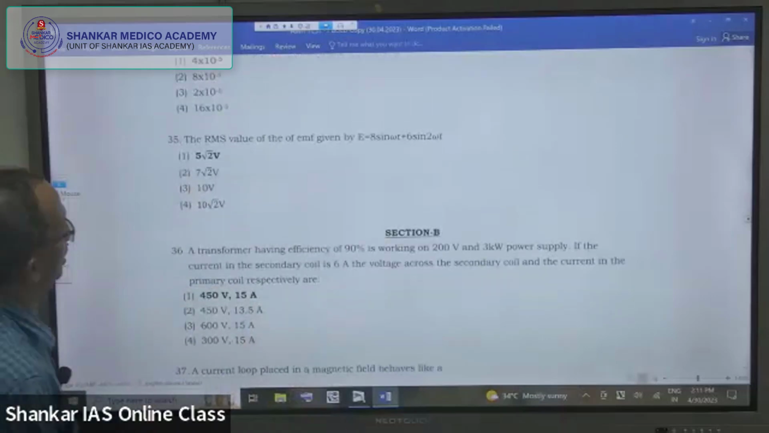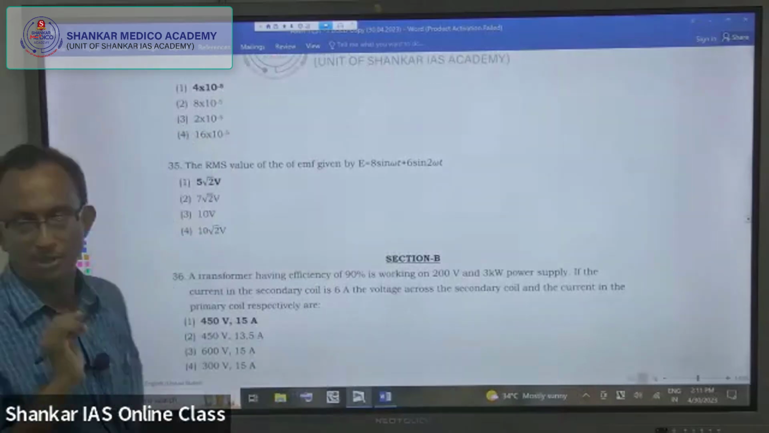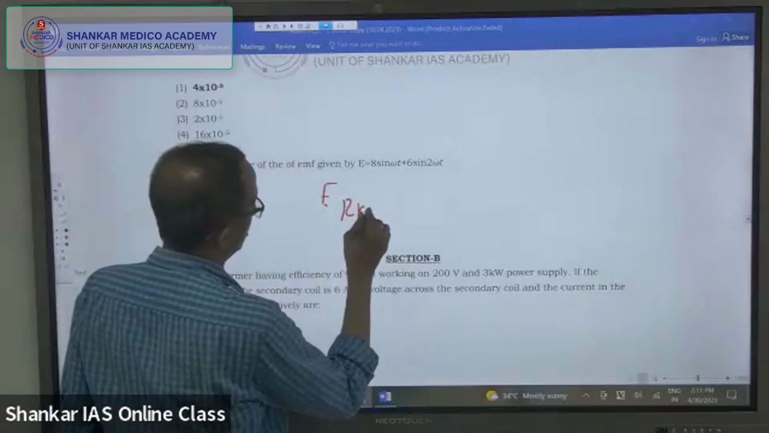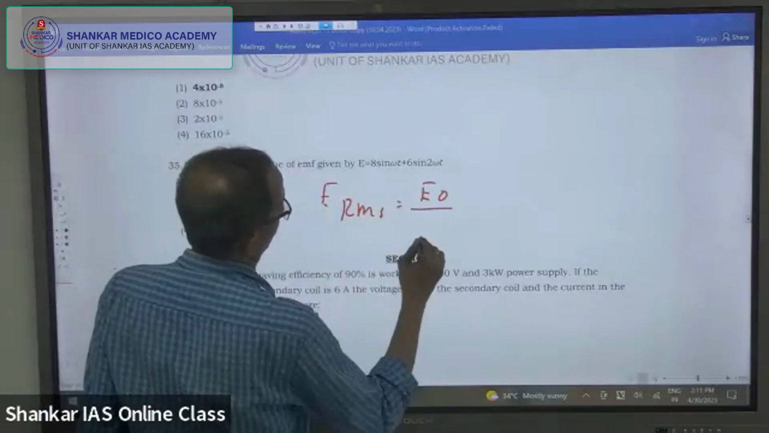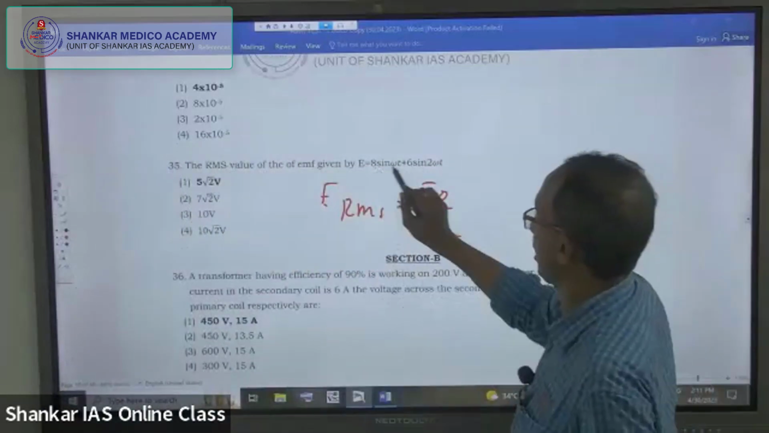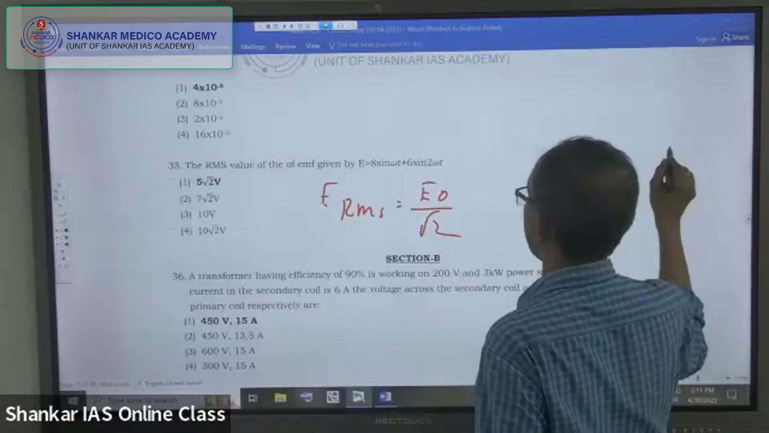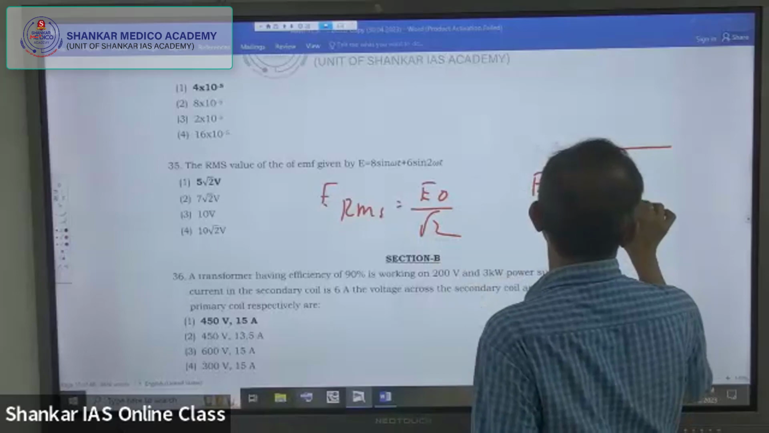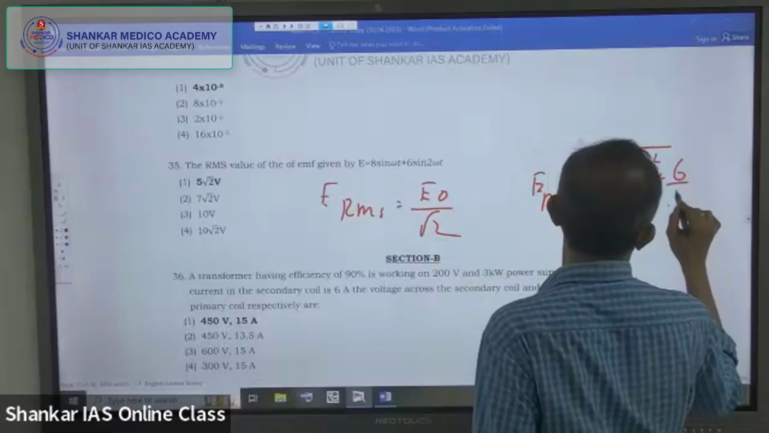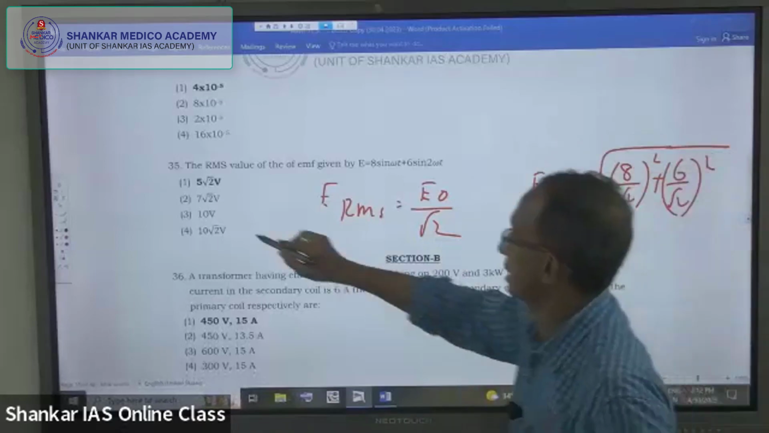RMS value of E equals. What is the equation for RMS value? E RMS is equal to E0 by root 2. Here there are 2 amplitudes. So E RMS equals root of 8 by root 2 the whole squared plus 6 by root 2 the whole squared. Take the root. Then you will get the answer as 5 root.